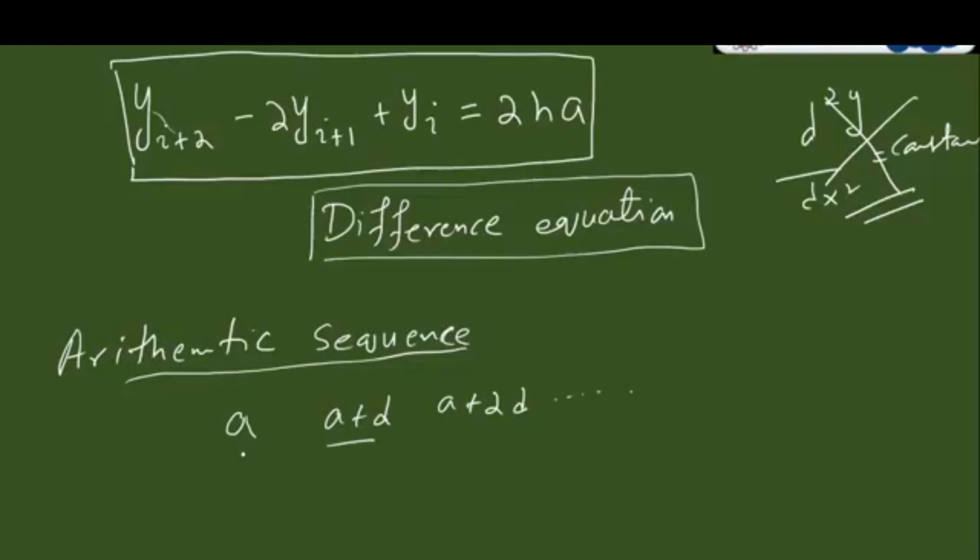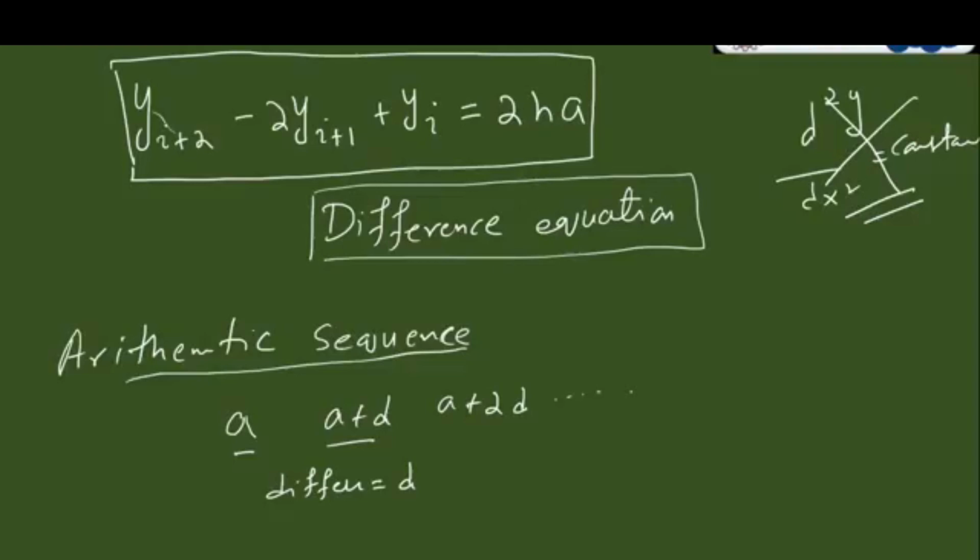If I take two consecutive terms and compute the difference, I will get a fixed difference, which in this case is d. This is called an arithmetic sequence, AP. You can take any two consecutive terms and you always get the same difference. So this is the rule: you need a sequence such that if you take the difference of two consecutive terms, you always get a fixed value.